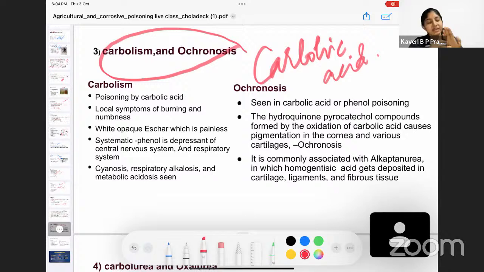So what is an eschar? Eschar is a superficial layer. Now imagine you put acid on the skin. The superficial thing that is seen is an eschar.